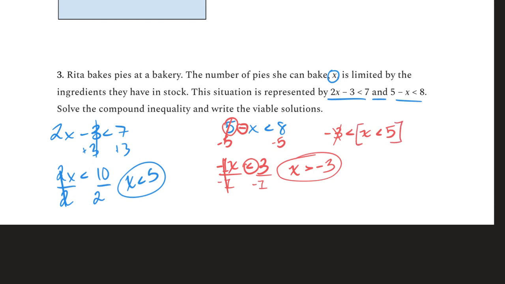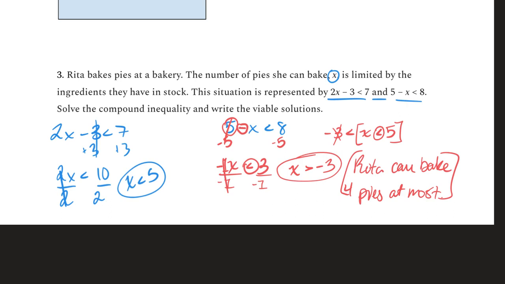So how many pies can Rita bake? Can she bake 5 pies? No, because there is not an equal to sign here. She can only bake fewer than 5 pies. And we're not talking about half pies here. We're talking about whole pies. So Rita can bake 4 pies at most. All right. So that's how you do that.